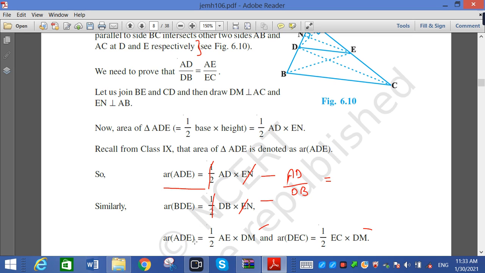Same thing if you see again here, area of ADE upon area of DEC, we can get half into AE into DM, half into EC into DM. This DM cuts, half cuts. So we can get AE upon EC. So that is the proof here.